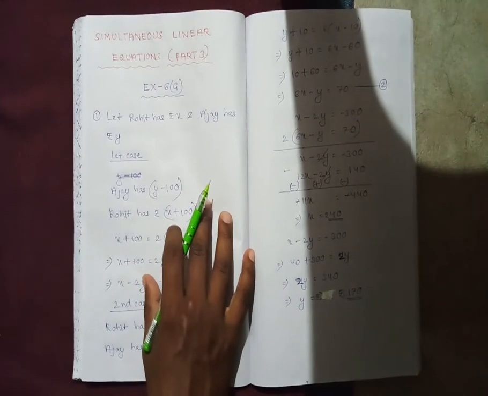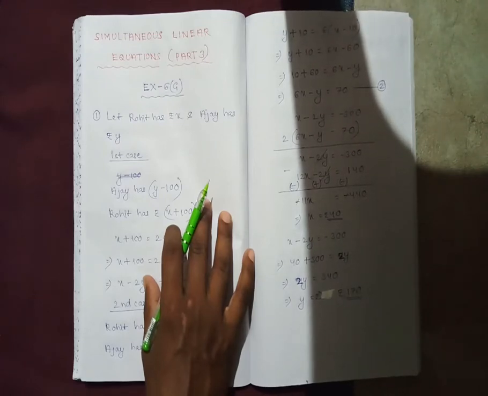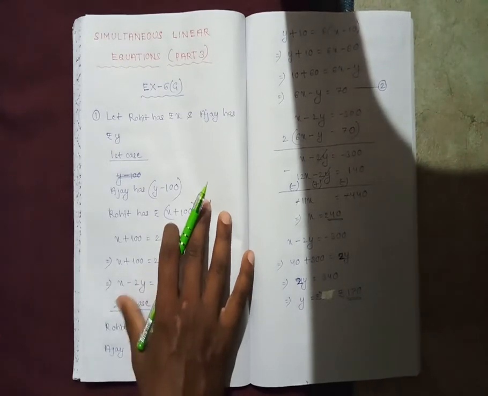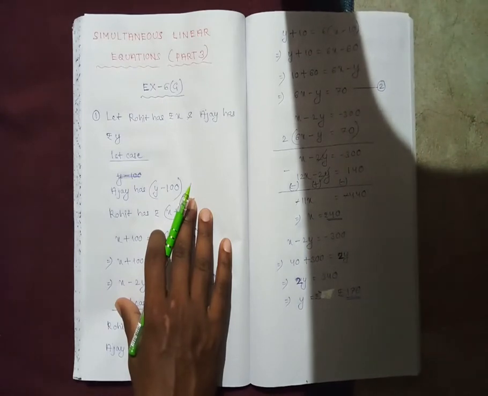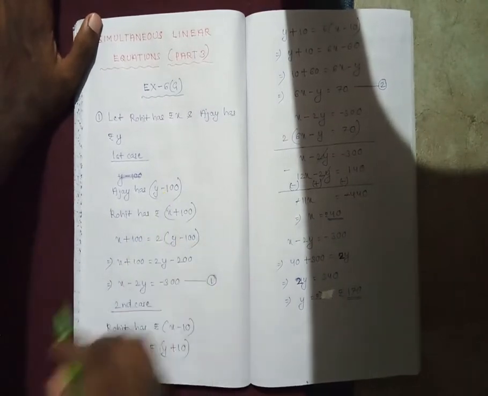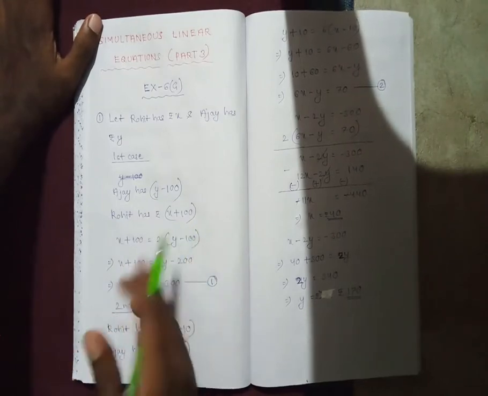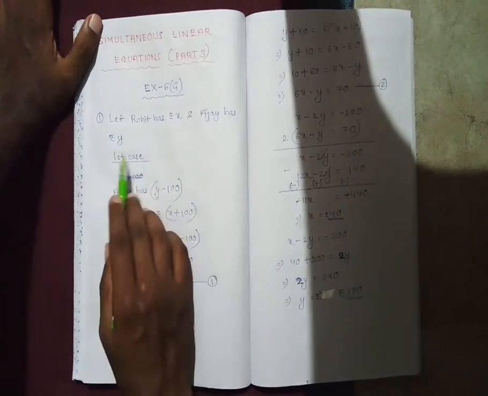The question is, Rohit says to Ajay, give me 100, I shall then become twice as rich as you. And then Ajay replies, if you give me 10, I shall be 6 times as rich as you. How much does each have originally? So we have been asked to find how much Rohit has and how much Ajay has. Let us take x and y, two unknowns. Let Rohit have rupees x and Ajay have rupees y, suppose.